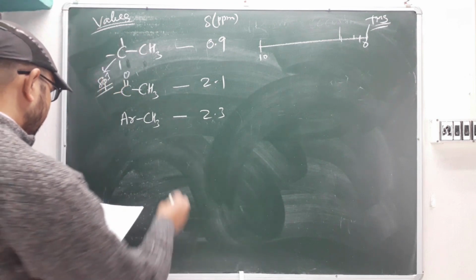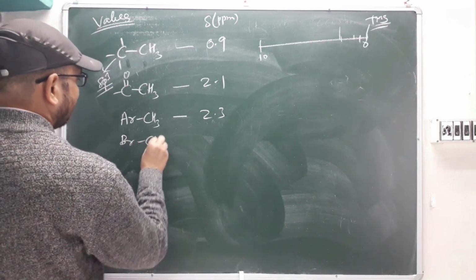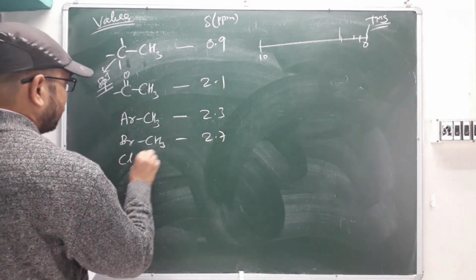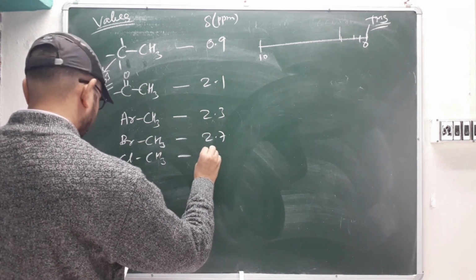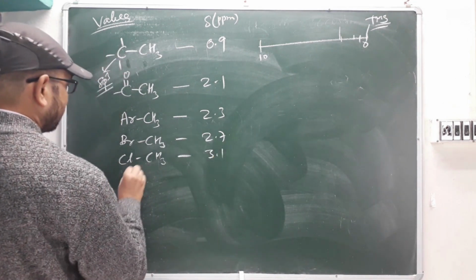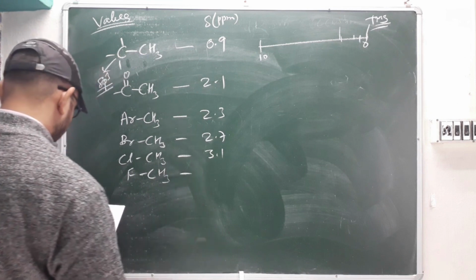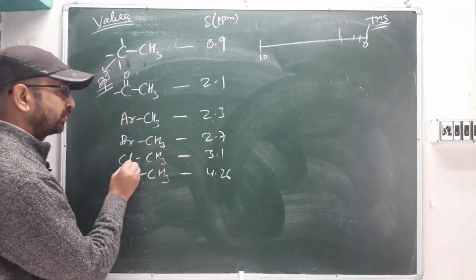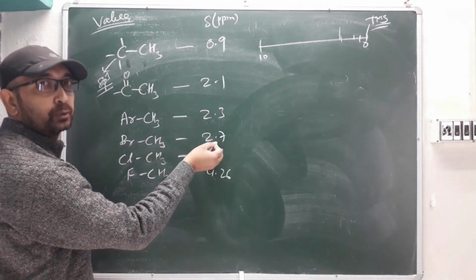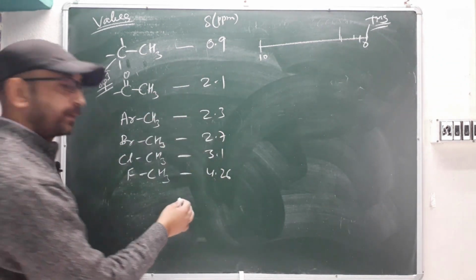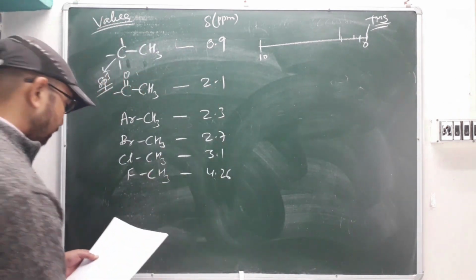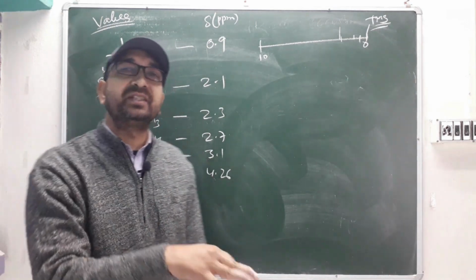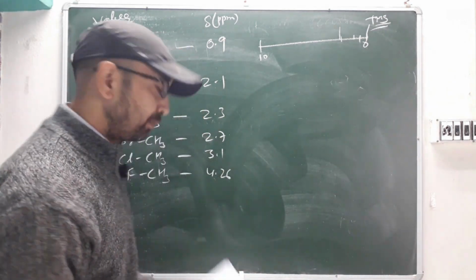And then if it is with bromine, it will be 2.7. If it is with chlorine, then it will be somewhere around 3.1. If it is with fluorine, then it will be 4.26. See the difference? With fluorine 4.26, with chlorine 3.1, with bromine 2.7. Just to compare, okay. And practice two or three times. Whatever NMR problems you have, just practice those problems with these values. It will be easy for you, right?